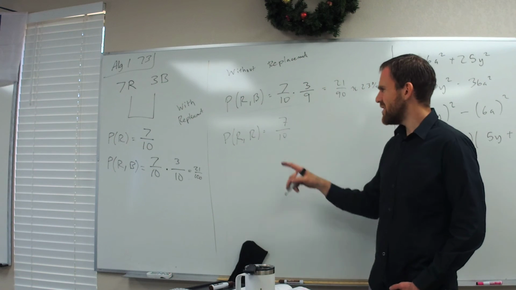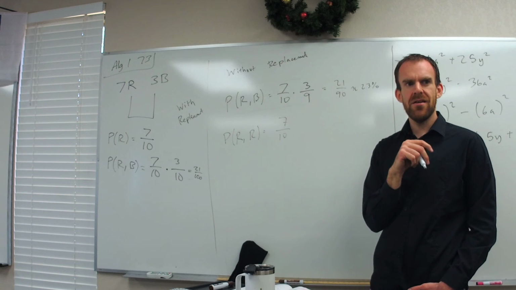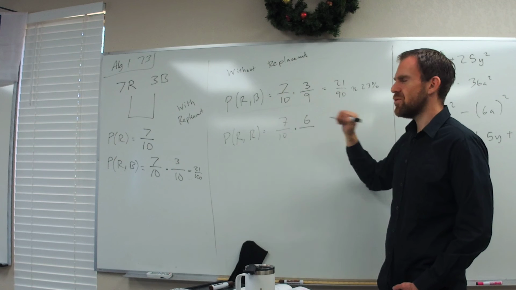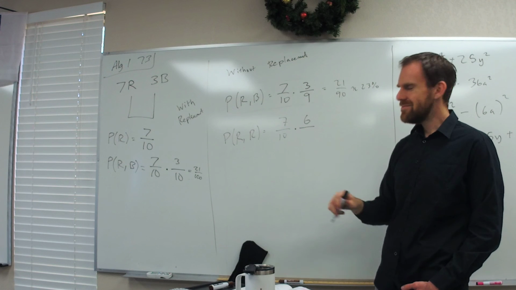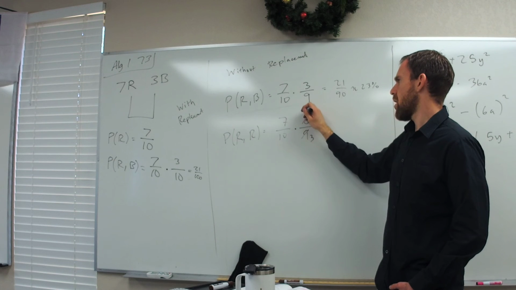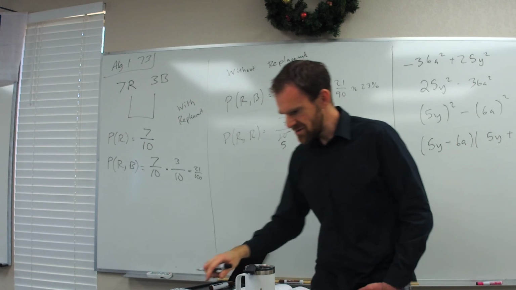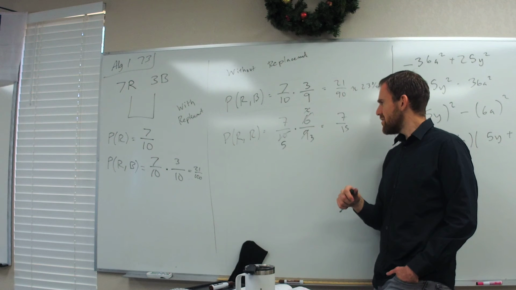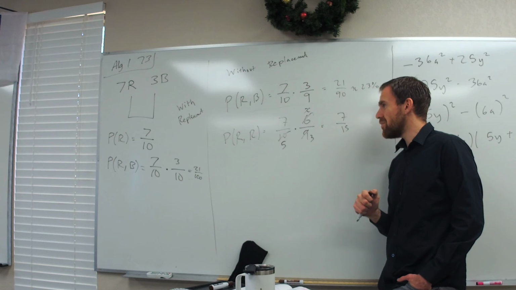Right. Now, for the second red marble, how many red marbles are left in the container? Six. Because we removed one. How many total marbles are in there? 9. Now, if you can cancel, do so. So this is 7 over 15, which is pretty good, 47%. You got some good chances of getting that marble. Okay?